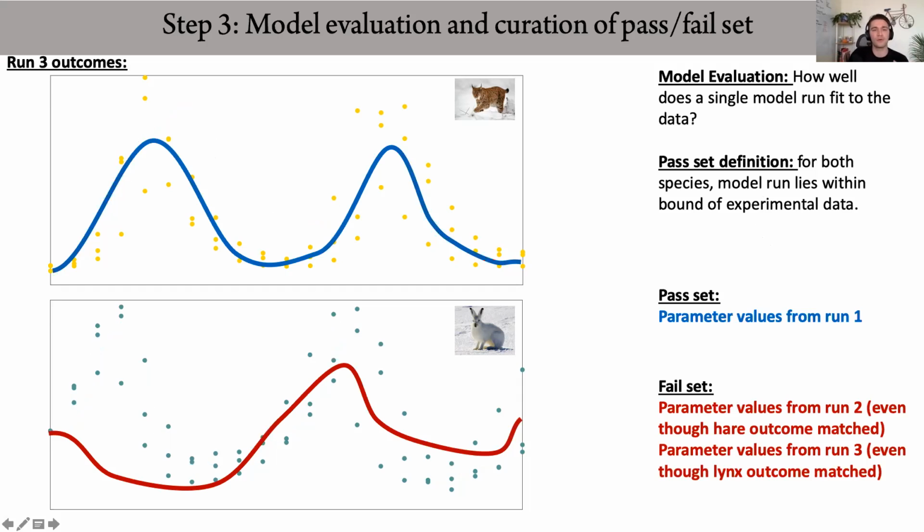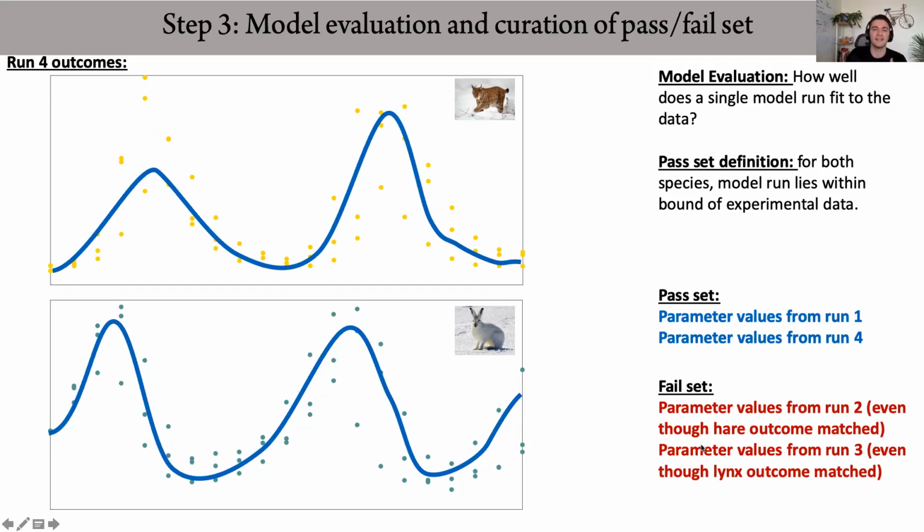We can step through a couple more examples here, where now the parameter values from run 3 are placed in the fail set data structure, and the parameters associated with run 4 are placed within the pass set data structure, because now we've got a model run here that matches the experimental data.